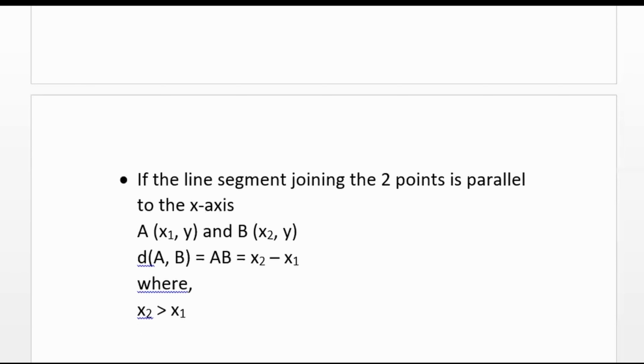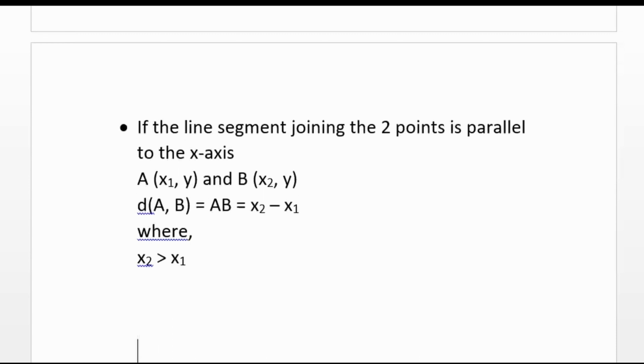Okay, so here why do we say that AB is parallel to the x-axis? Because their y coordinates are the same. Now we'll consider an example. Let's consider point A whose coordinates are (-2, 3), and point B whose coordinates are, let's say, (9, 3).